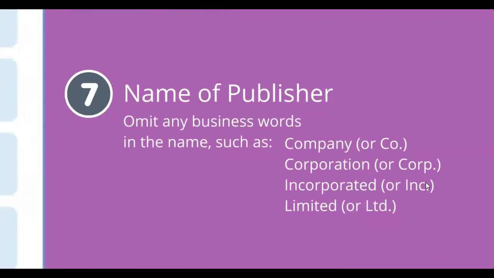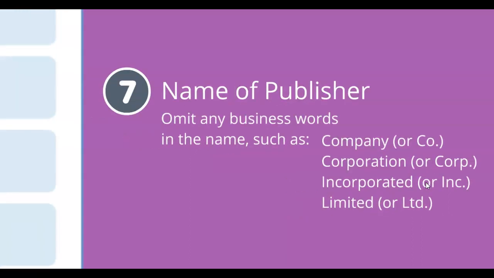Number 7, the name of the publisher. This is going to be whoever published the text, the article, the company. Was it Harvard? Was it Pearson? Also, if you're citing a song, this is going to be the record label, the company that the artist recorded with. In the new 8th edition of MLA, they say that you can drop and omit the business words in the publisher names, such as company, corporation, etc.